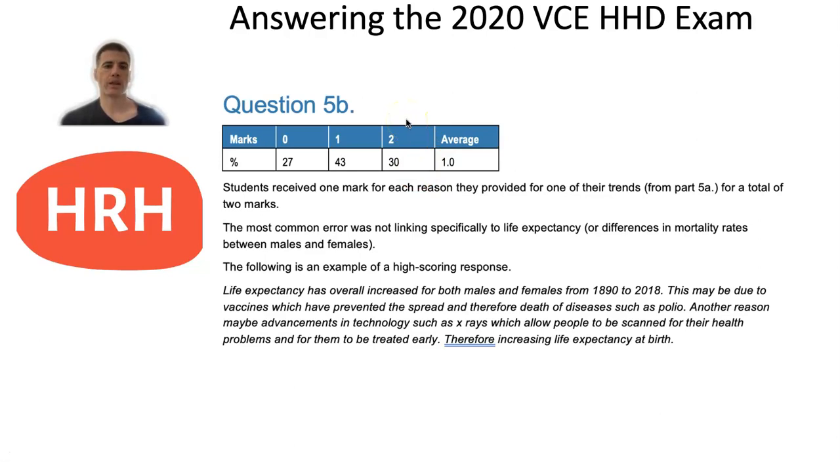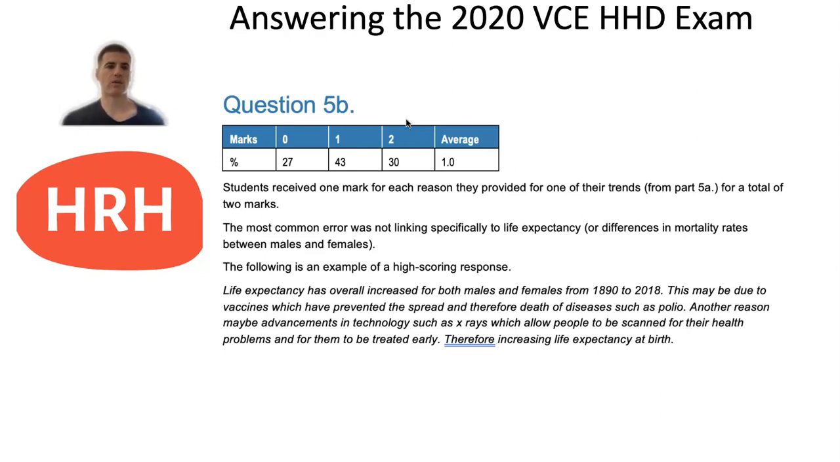In the sample answer, a student said that life expectancy had overall increased for both males and females from 1890 to 2018. That could have been due to vaccines which prevented the spread and therefore death of diseases such as polio, so they've linked it into the development of vaccines. The other reason they mentioned was advances in technology such as x-rays, allowing people to be scanned for their health problems and to be treated early. So they have linked that into the development of x-rays.